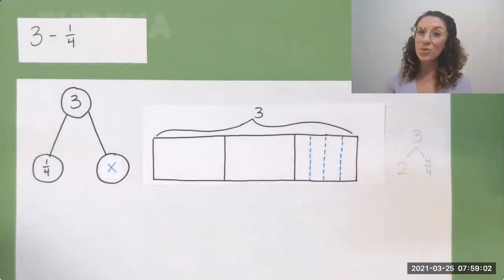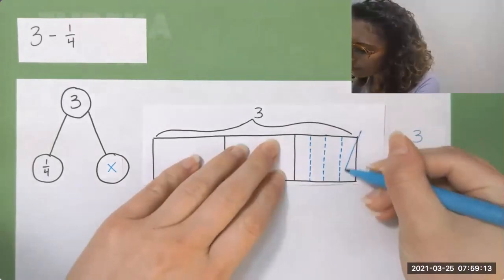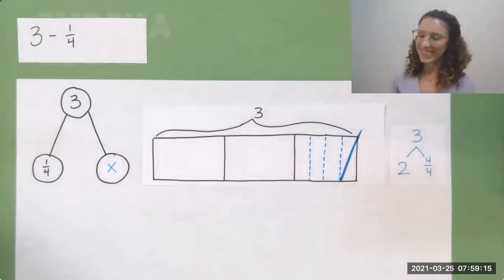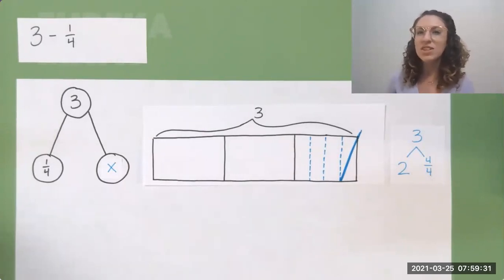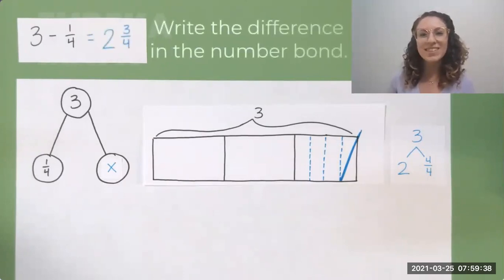There. Now I see 2 ones and 4 fourths. Is that enough to take away 1/4? Yes, let's cross it out. How many fourths are left? 3/4. Is that the answer? Oh, right. There's the rest of the tape diagram too. We didn't take anything from either of these ones, so we also have 2 ones left. How much do we have left in all? 2 3/4. Can you add that to the number bond?